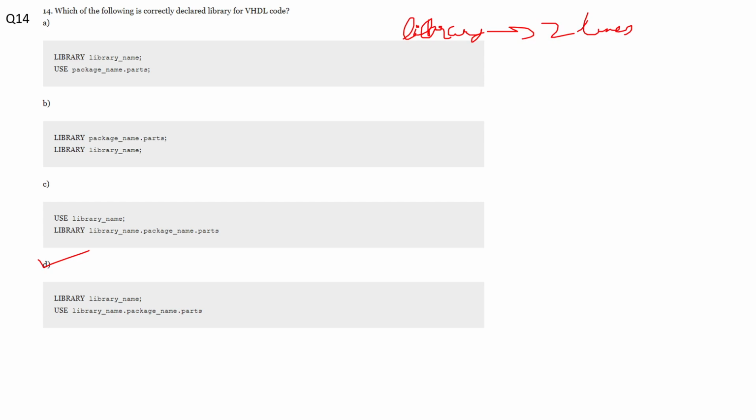In the first line, the library is declared, that is IEEE here in our previous case, and in the second, the use clause is defined to define the package name we want to use from the respective library and the parts we want to use.